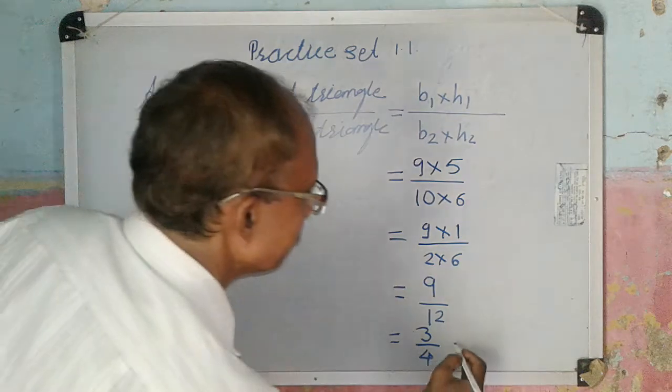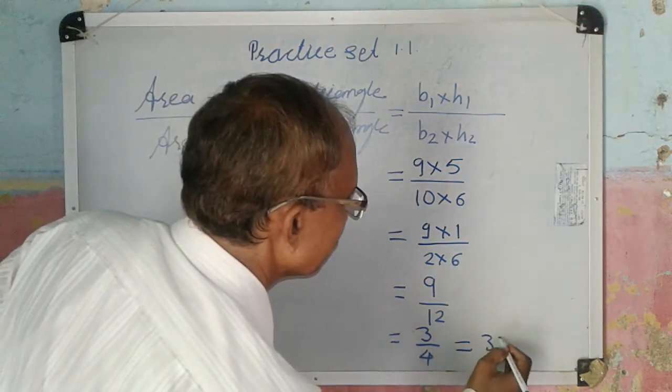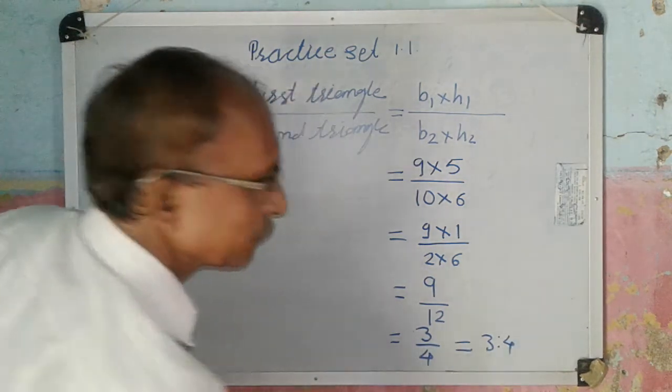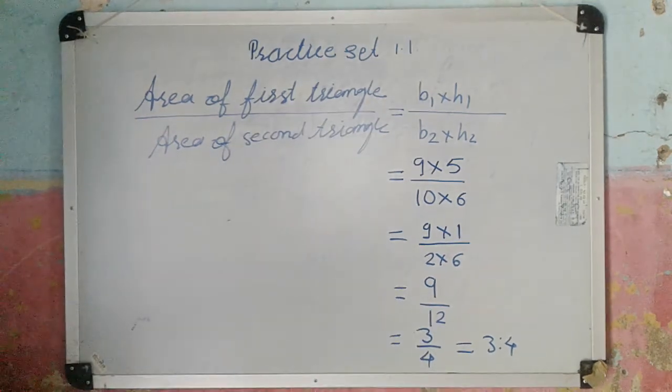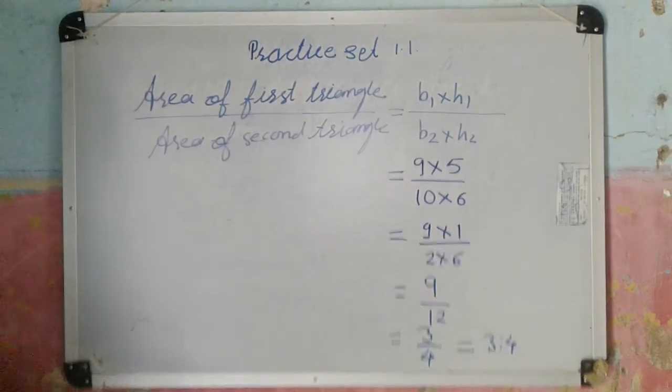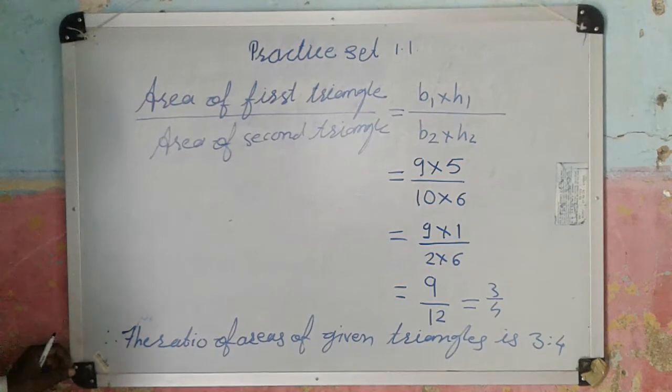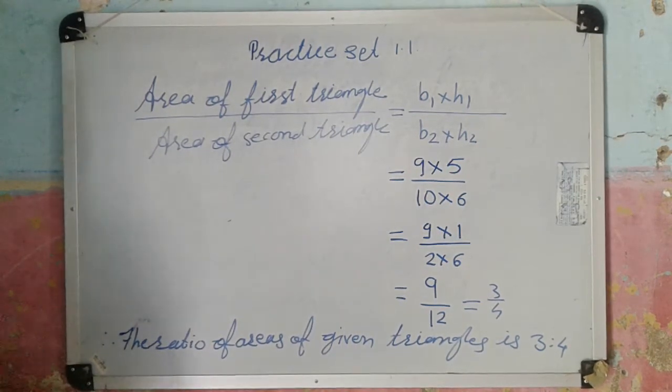So the answer is the ratio of areas of given triangles is 3:4.